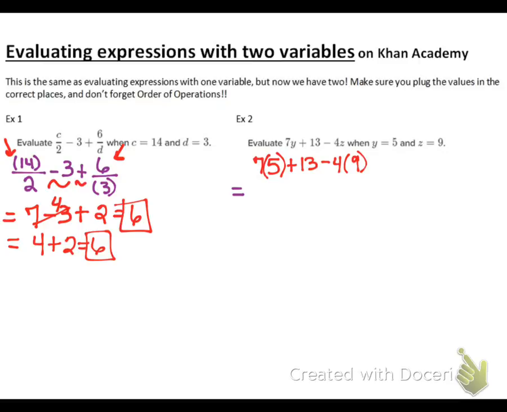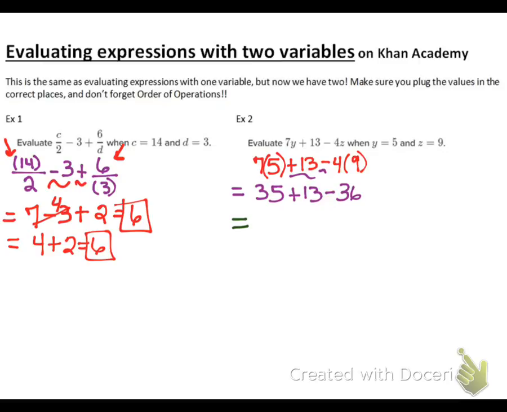So what's 7 times 5? 35. So I'm going to bring down 35. I'm going to bring down my plus 13 and my subtraction sign because I'm not ready to work with those yet. And then what's my second multiplication? Is it like 32? Well, close. 4 times 9 is 36. Okay? Then from here, I've done my multiplication. There's no division. So I do my addition and subtraction going from left to right.